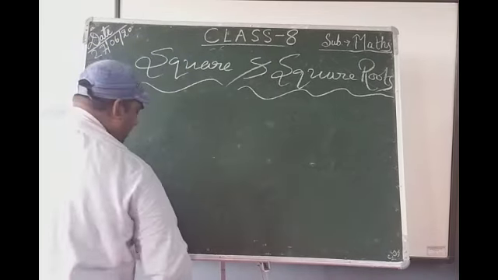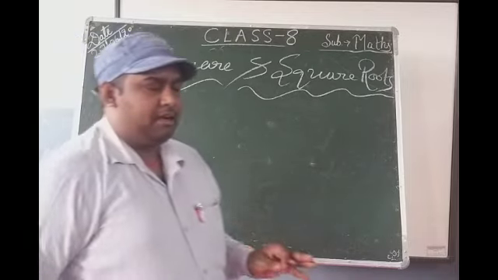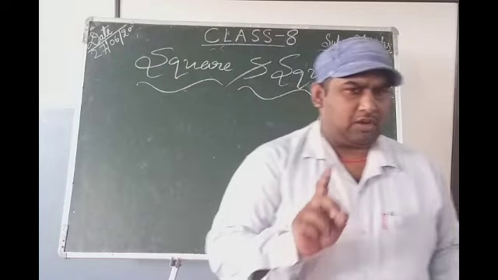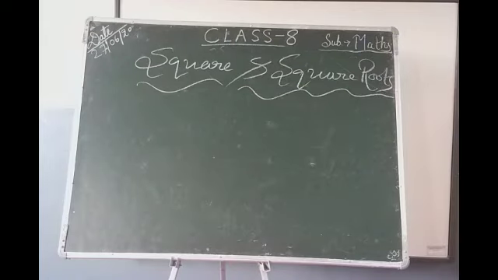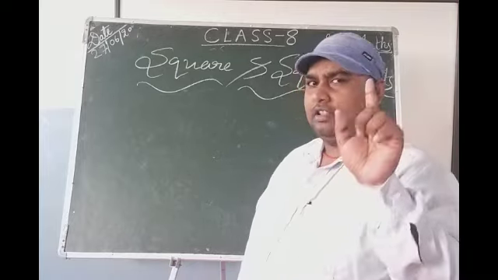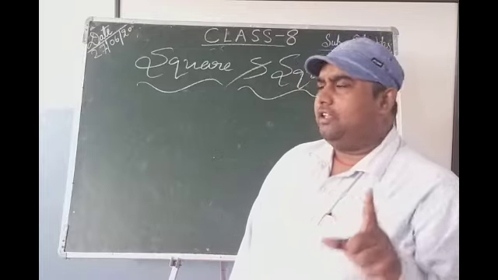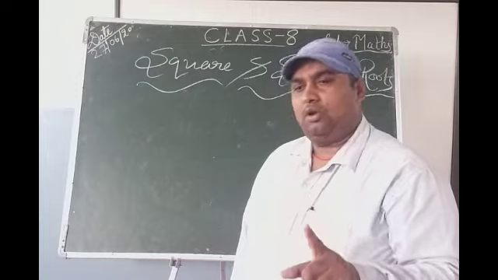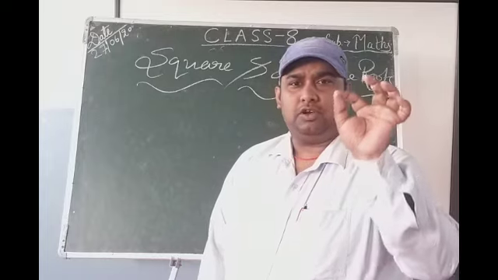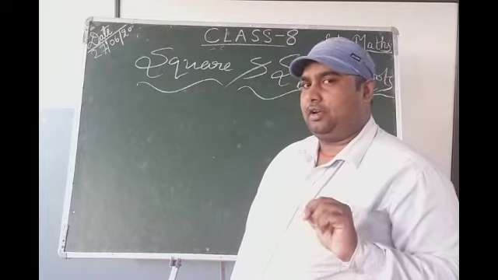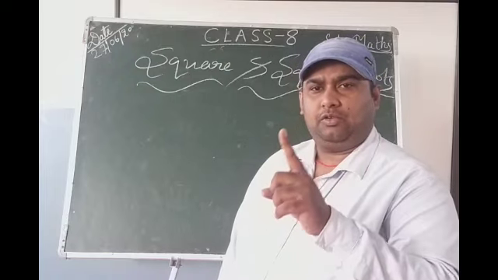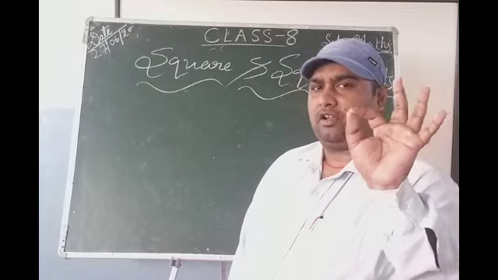Some properties of the square of a number, we will read now. Number 1: the square of an even number is always even. The square of an odd number is always odd. The third property: a number ending with 5 always has a 5 in its unit place when we find its square.